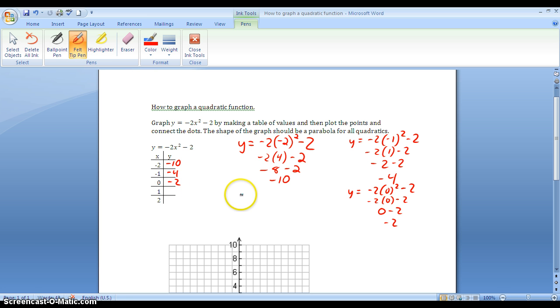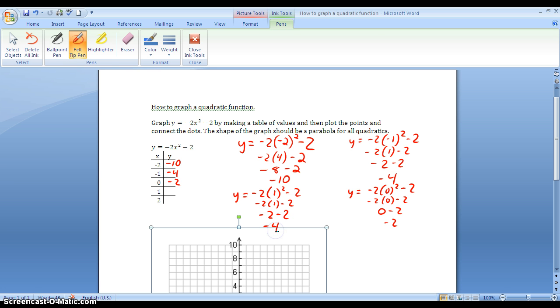Now I'm going to do a positive 1. This is kind of interesting, what happens here. I have a minus 2, and I put in a positive 1 squared minus 2. Positive 1 squared is 1, times a minus 2, so I'll write that down. Minus 2 times 1 minus 2. Minus 2 times 1 is minus 2. Minus another 2 is minus 4. Notice that when I put in a minus 1 and I put in a 1, when I squared them, the exact same thing happened, because 1 squared and minus 1 squared are the same thing. So I got a minus 4 here, and I got a minus 4 here.